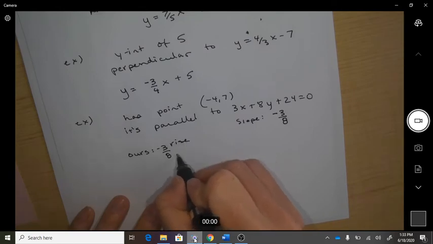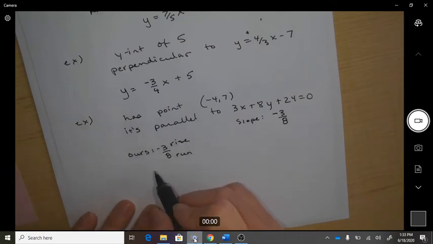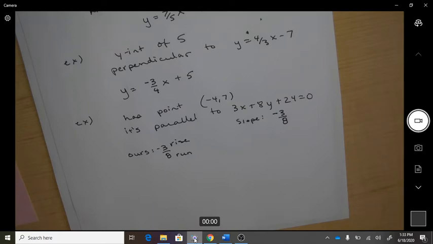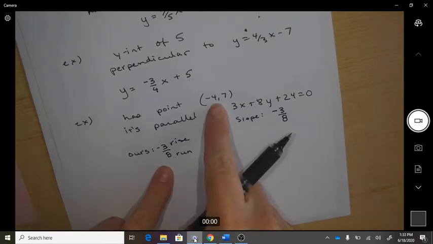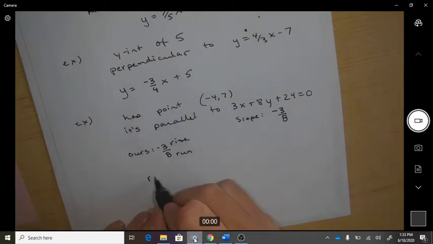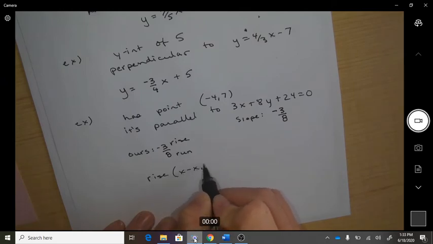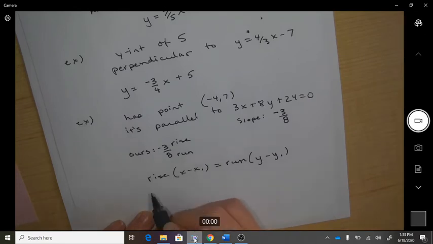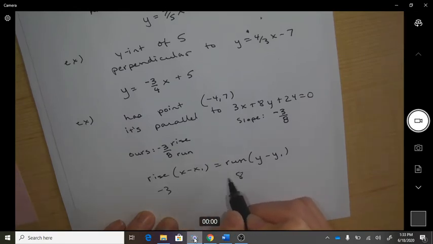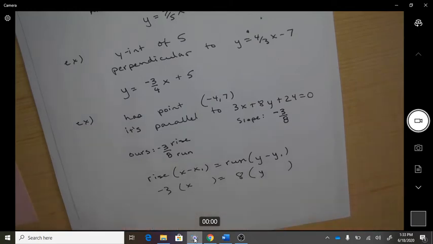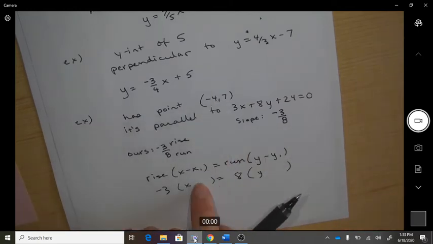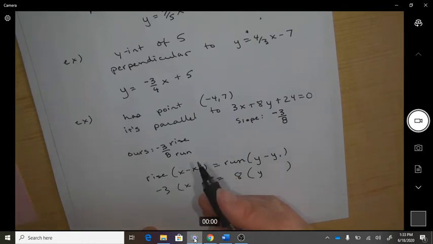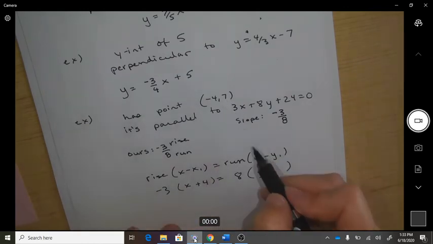So that's the rise and that's the run. So now how am I going to make an equation if I'm given the slope and a point? I'm going to use point slope form. So rise, run. So I'm going to fill that in, rise and run. Always leave my x and y, and then I fill in the point. So if this is -4, subtracting a -4 adds 4, and subtract 7.